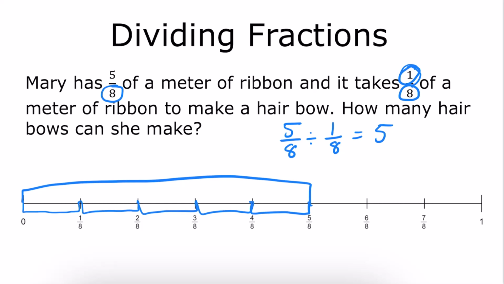Now, you could increase the difficulty of this problem once your students understand this type of problem. And you could say, okay, what if it didn't take 1/8 of a meter of ribbon? And what if it actually took 2/8? Well, in that case, that means that she could make 2 hair bows, but she wouldn't quite have enough to make 3. And so this would tell us that 5/8 divided by 2/8 equals 2 whole hair bows. And then because this amount right here is half of what it would take to make the third hair bow, we could say that this equals 2.5.